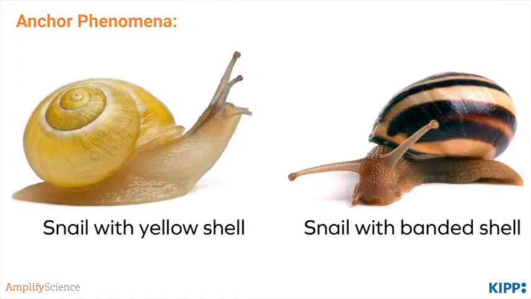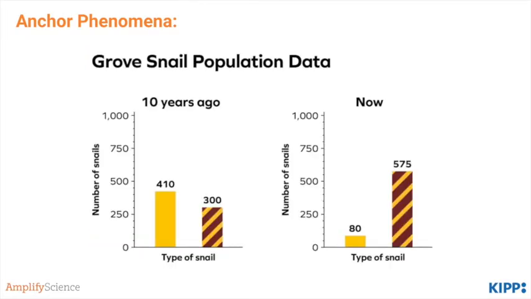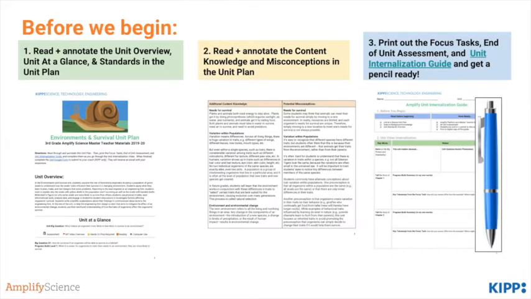And we're going to look at why the yellow-shelled snails aren't doing so well right now, and why the banded shell snails are surviving in much larger numbers than them. They live in this lovely habitat right next to the ocean. And as you can see, the yellow-shelled snails are declining in numbers over the years. So before we begin, make sure you've done these three things in the unit plan documents.